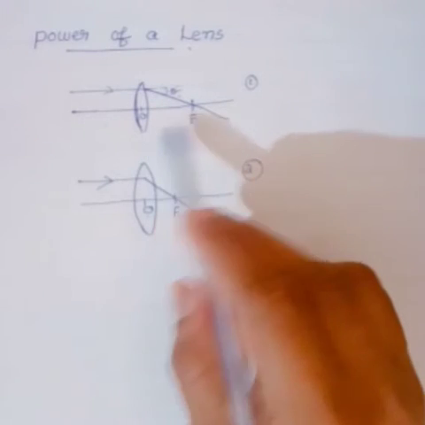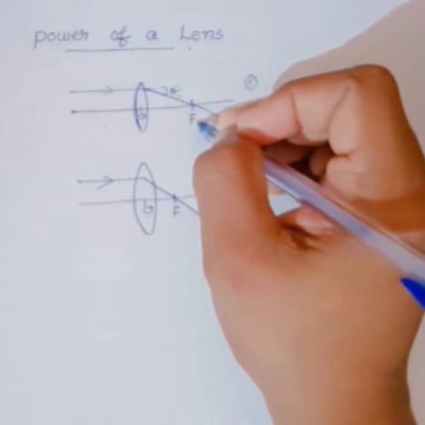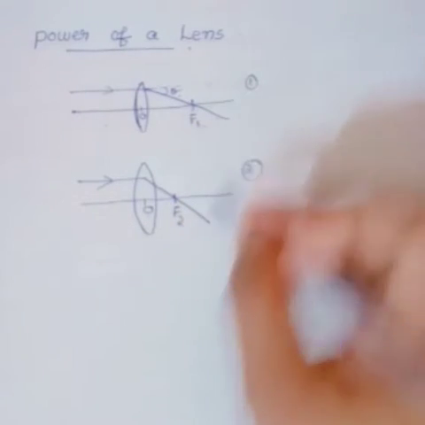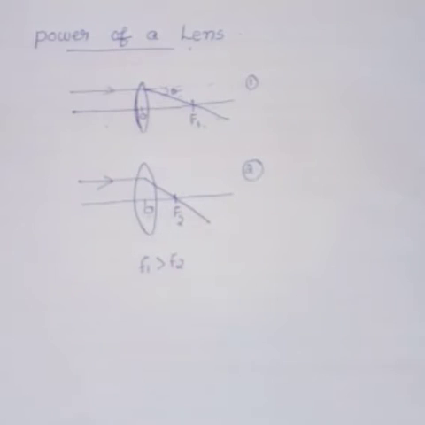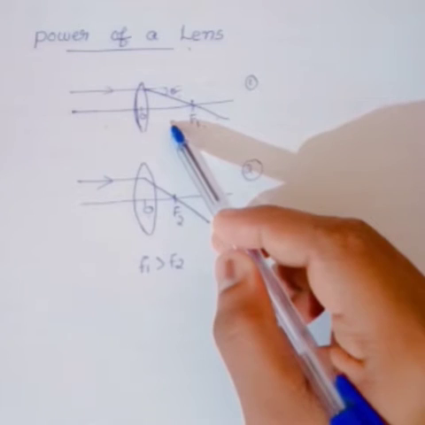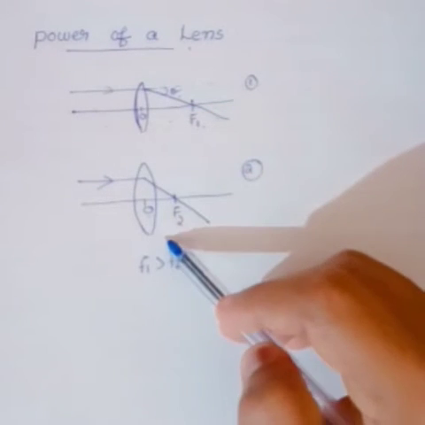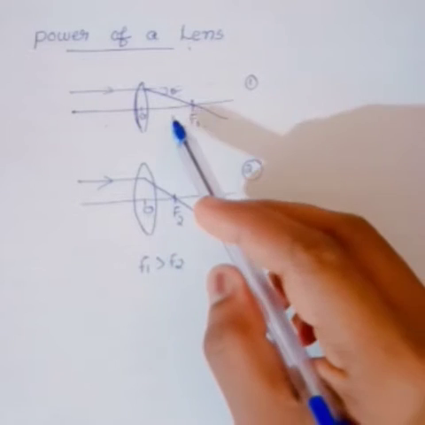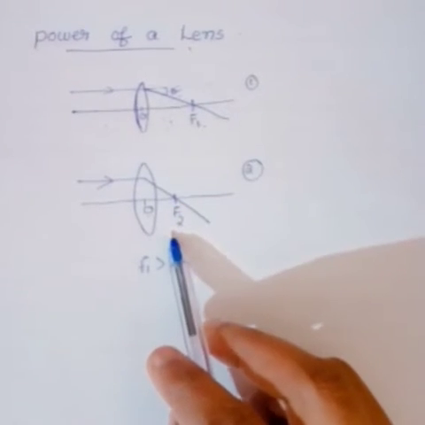In the first case the focal length is denoted by F1, and in the second case it is F2. The first case focal length F1 is greater than F2. And I say that the convex lens in the first case has less power compared to the second case. So in the first case the power is less, and in the second case the power is more.